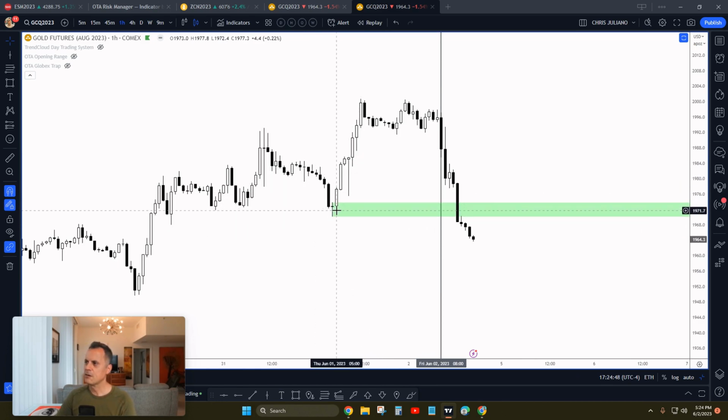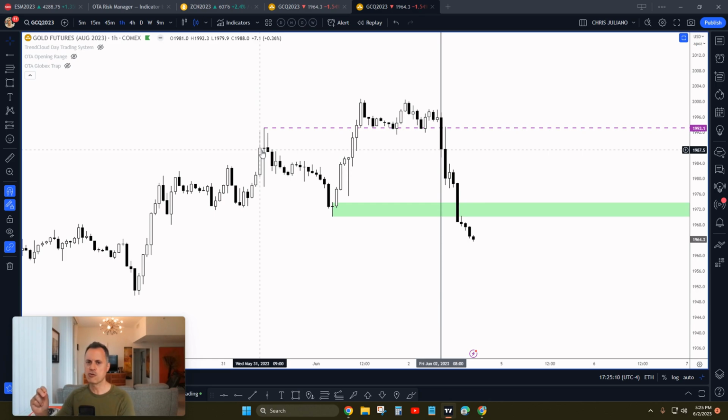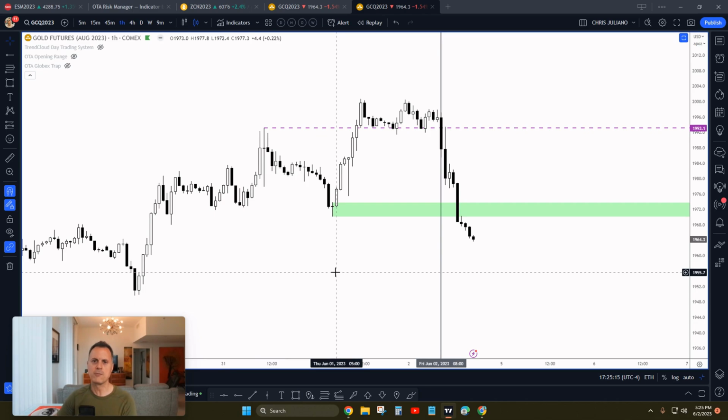This is the baddest guy in the prison. Drop base rally here took out previous structure. Look at that. Drop base rally rips up, busts through this previous structure here on the trending time frame. Very important. This is the trending time frame, the 1 hour chart. That's a major piece of information. The fact that this drop base rally broke structure makes this guy right here a real badass. This is the baddest guy in the prison.